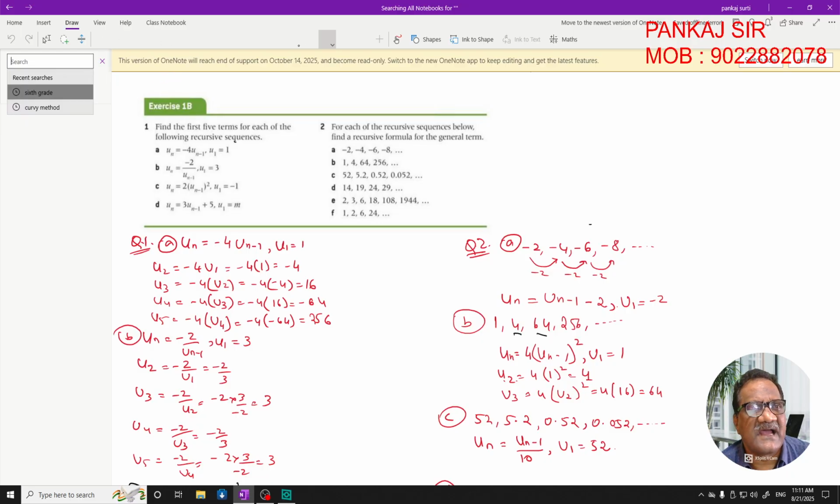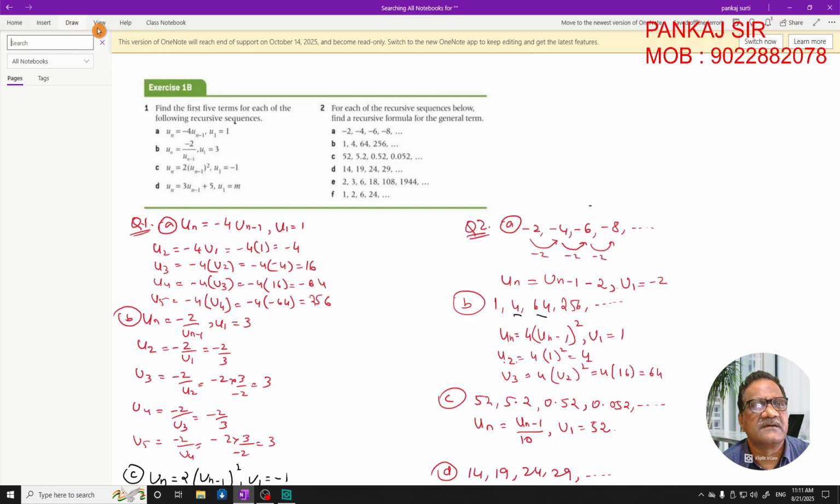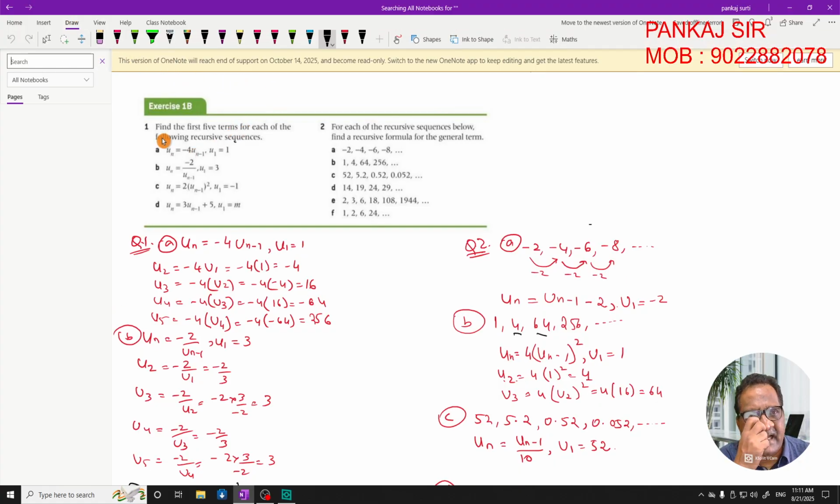Question says that find the first 5 terms for each of the following recursive sequences. So in question number 1, A, B, C, D, these are 4 recursive sequences that are given. In a previous video, I told you in detail what recursive sequences are. Okay. So let us get started with the A part of this. Question 1A says that un is equal to minus 4 times un minus 1 and u1 is equal to 1.